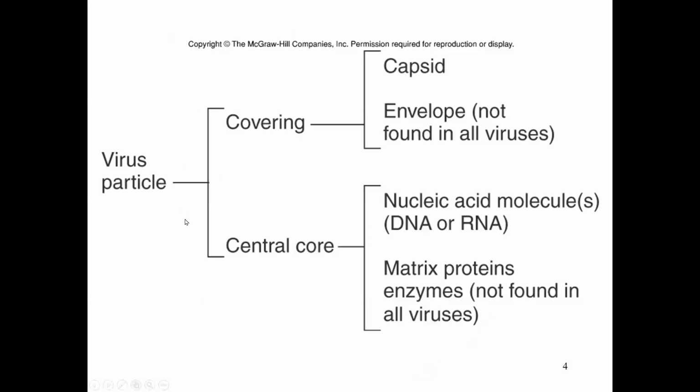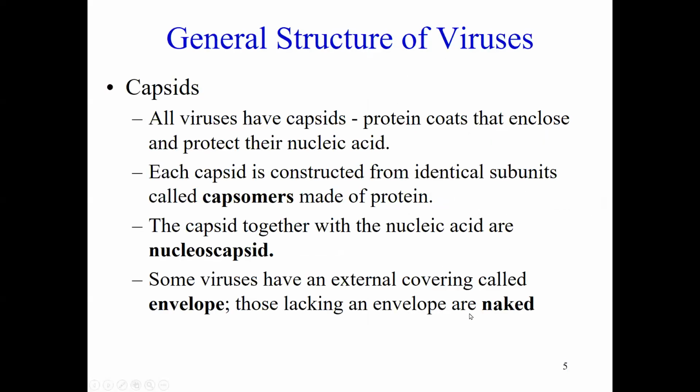So when we look at viruses as a whole, we'll see that they can have a covering that's either capsid or envelope. Envelopes aren't found in all viruses. And they'll also have a central core that has their nucleic acid, either DNA or RNA, as well as some proteins or enzymes to help with division. When we look at the general structure of viruses, we can look at capsids. All viruses will have a capsid. This is their protein coat. This protects their nucleic acid, their DNA or their RNA. The capsid is made from identical units called capsomeres that are made of protein. The capsid plus the nucleic acid are called the nucleocapsid.